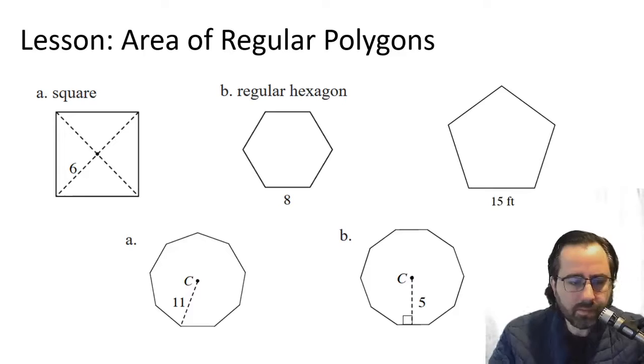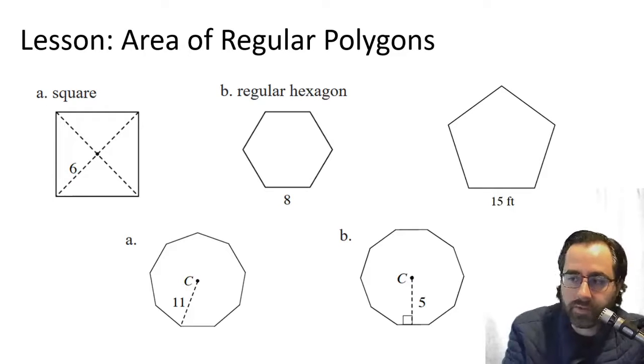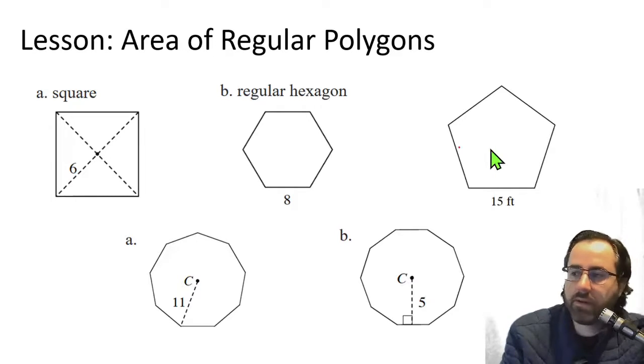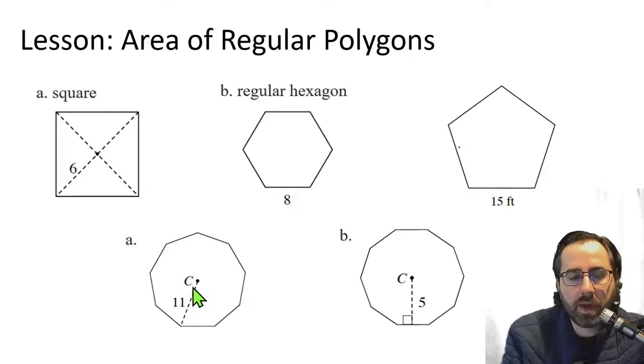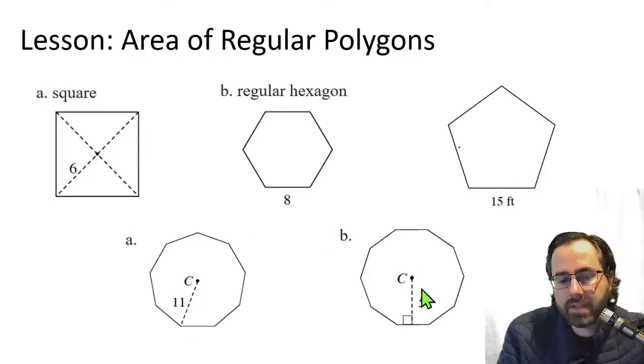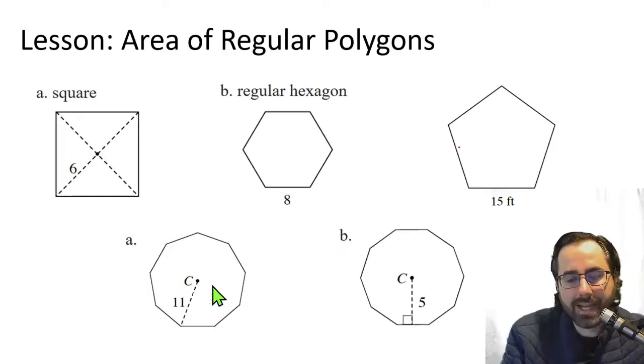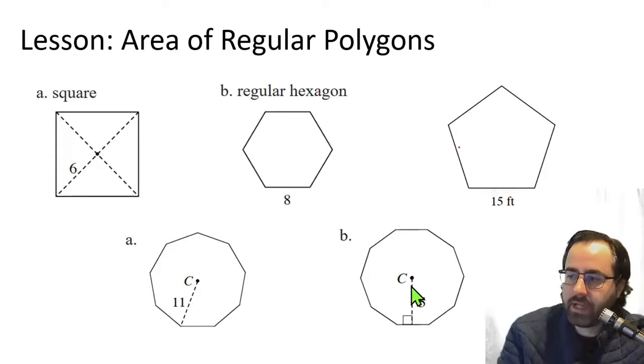So a square is a regular polygon. It's a regular quadrilateral because it has 4 sides. That's its fancy name, a regular quadrilateral. This is a regular hexagon. This doesn't have a name titled on it, but it's a regular pentagon. This is a regular nonagon, and this is actually a regular decagon. A regular nonagon because it has 9 sides, and decagon with 10 sides.